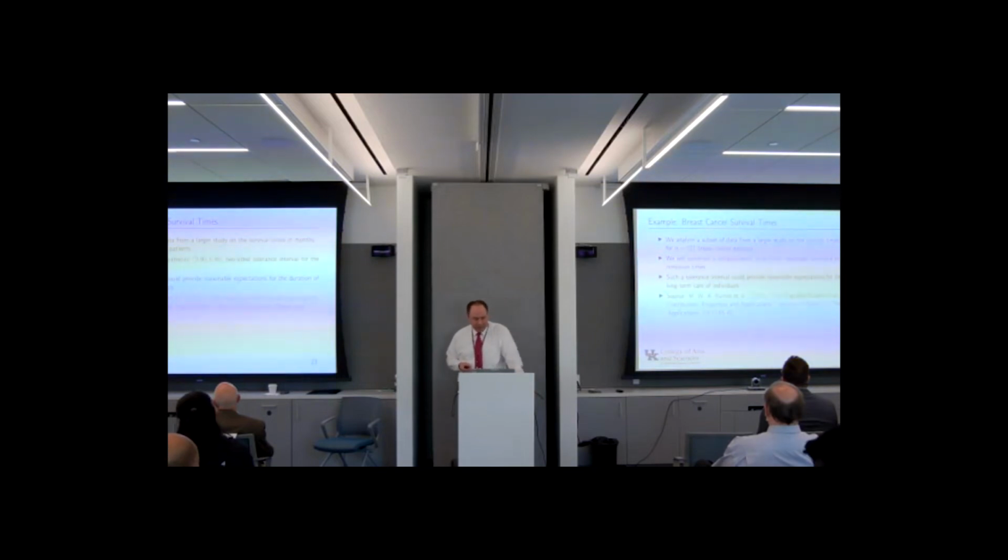And the next one I have is a subset of data from a larger study on survival times in months for 121 breast cancer patients. I'm going to construct a non-parametric 90-90 two-sided tolerance interval. Again, this is based on order statistics for the remission times. And such a tolerance interval could provide reasonable expectations for the duration of long-term care of individuals.